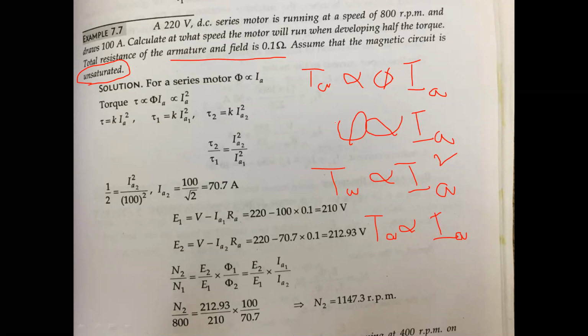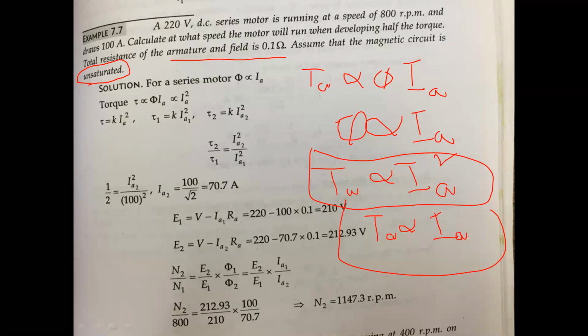This flux: unsaturation means flux depends upon armature current. Saturation means flux does not depend upon armature current. So that's why, this is the unsaturation. First case one, unsaturation. Case two, saturation. Saturation means flux does not change.